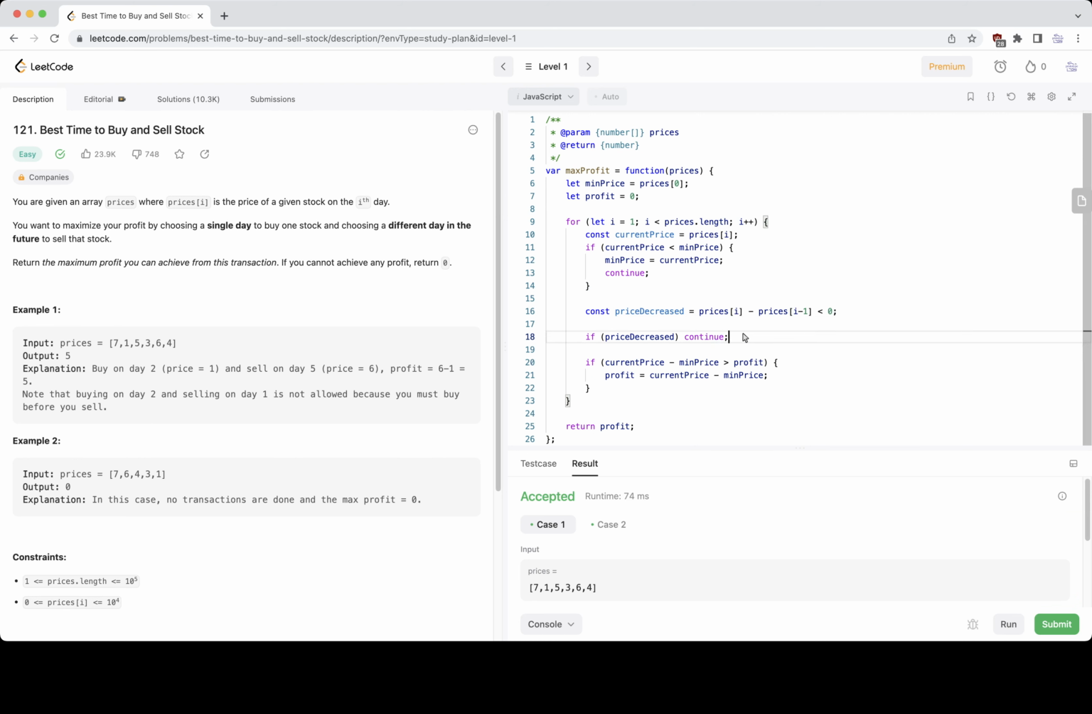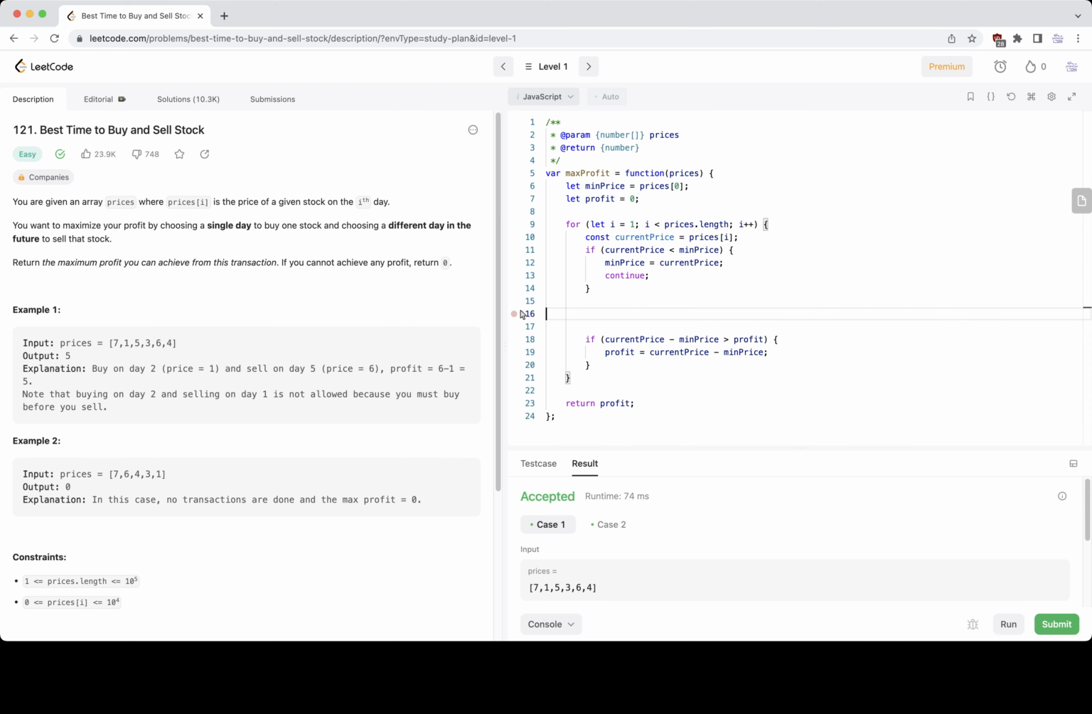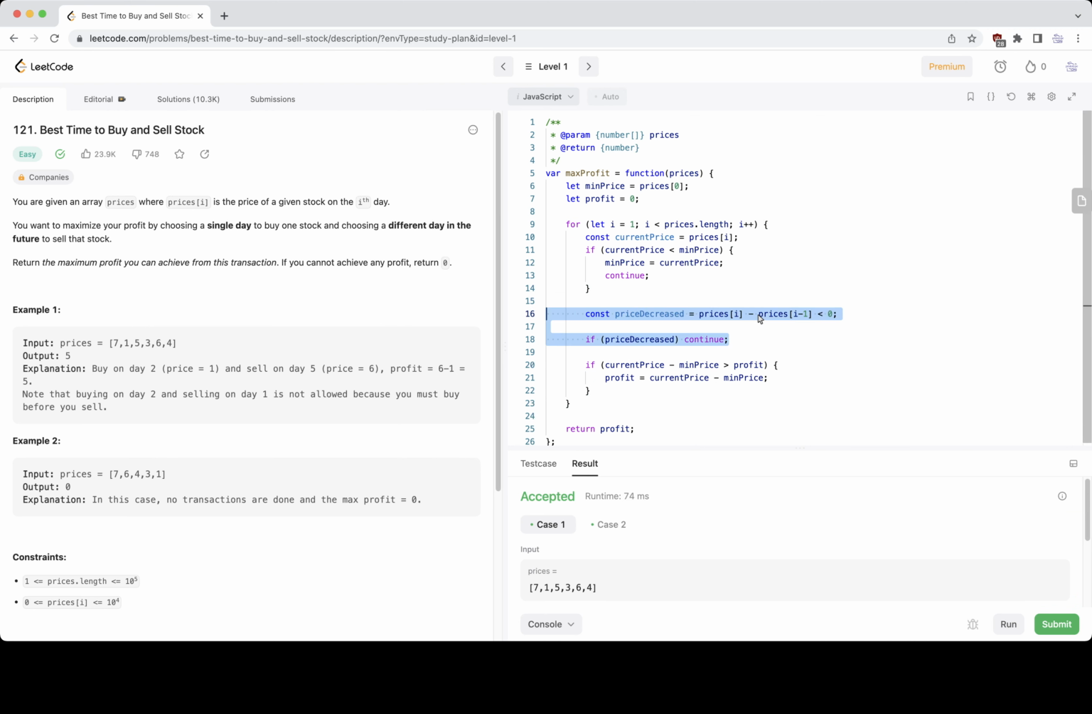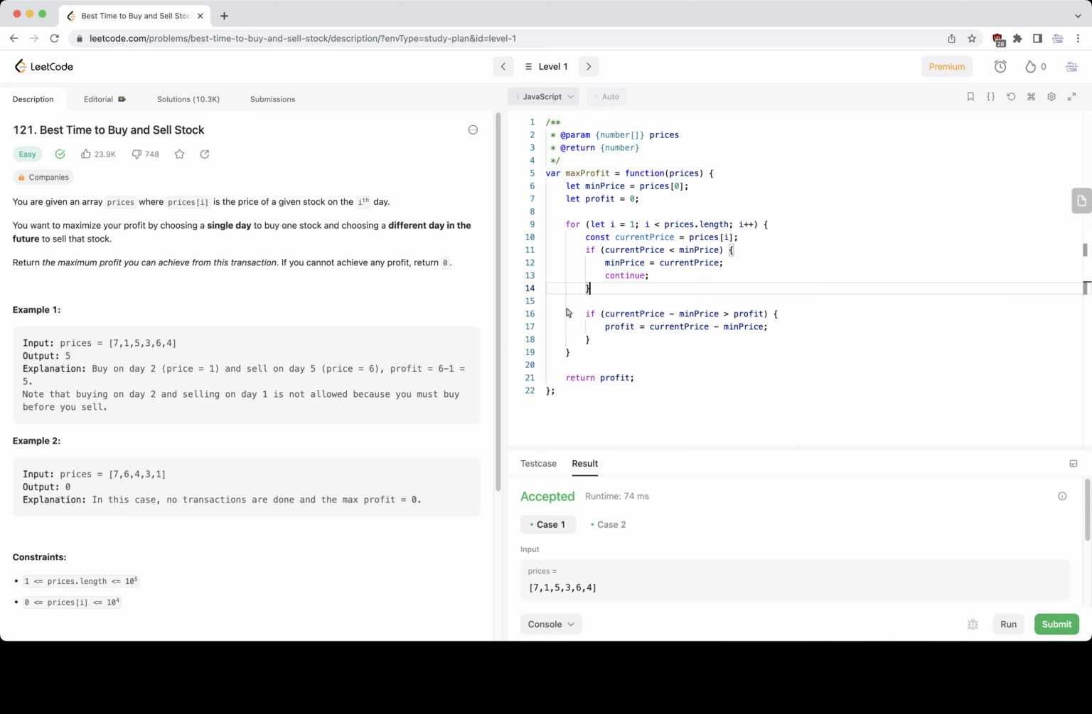Now, it turns out that we don't need this check. We don't need this check because it's doing the same thing here, right? So this is the same amount of work, taking 2 numbers and then subtracting them and then comparing them to another number. So we don't need this. This actually handles that check with the same amount of work. And we have to calculate the profit anyway.